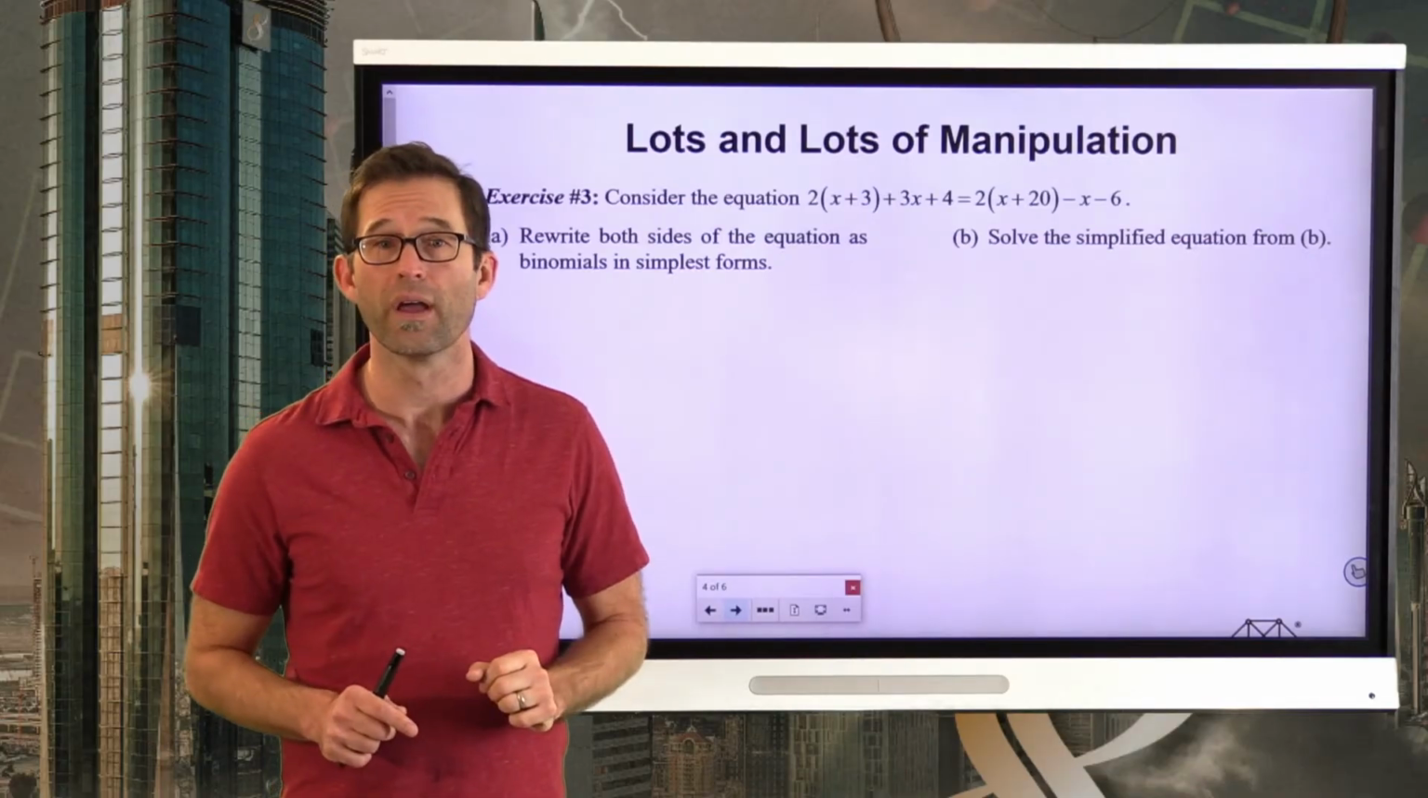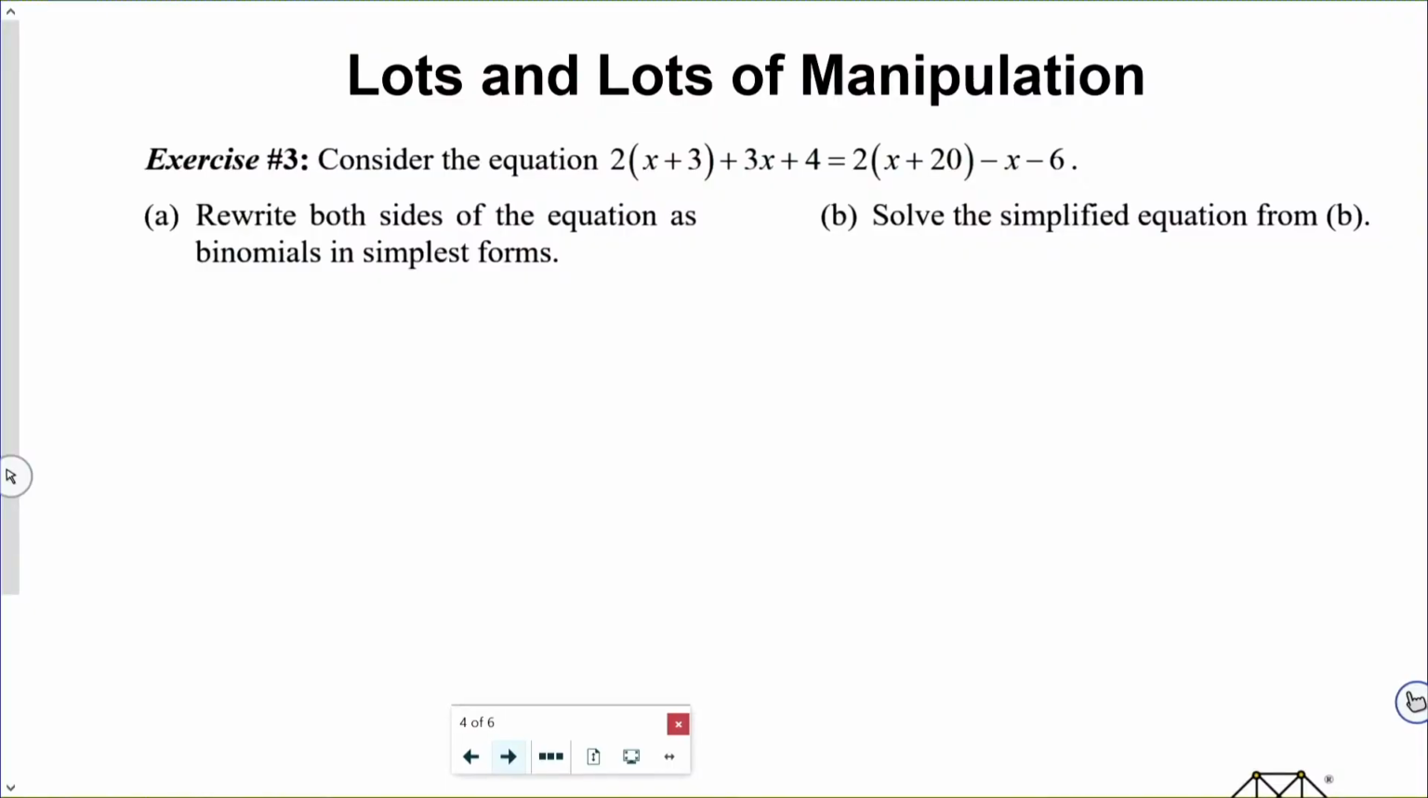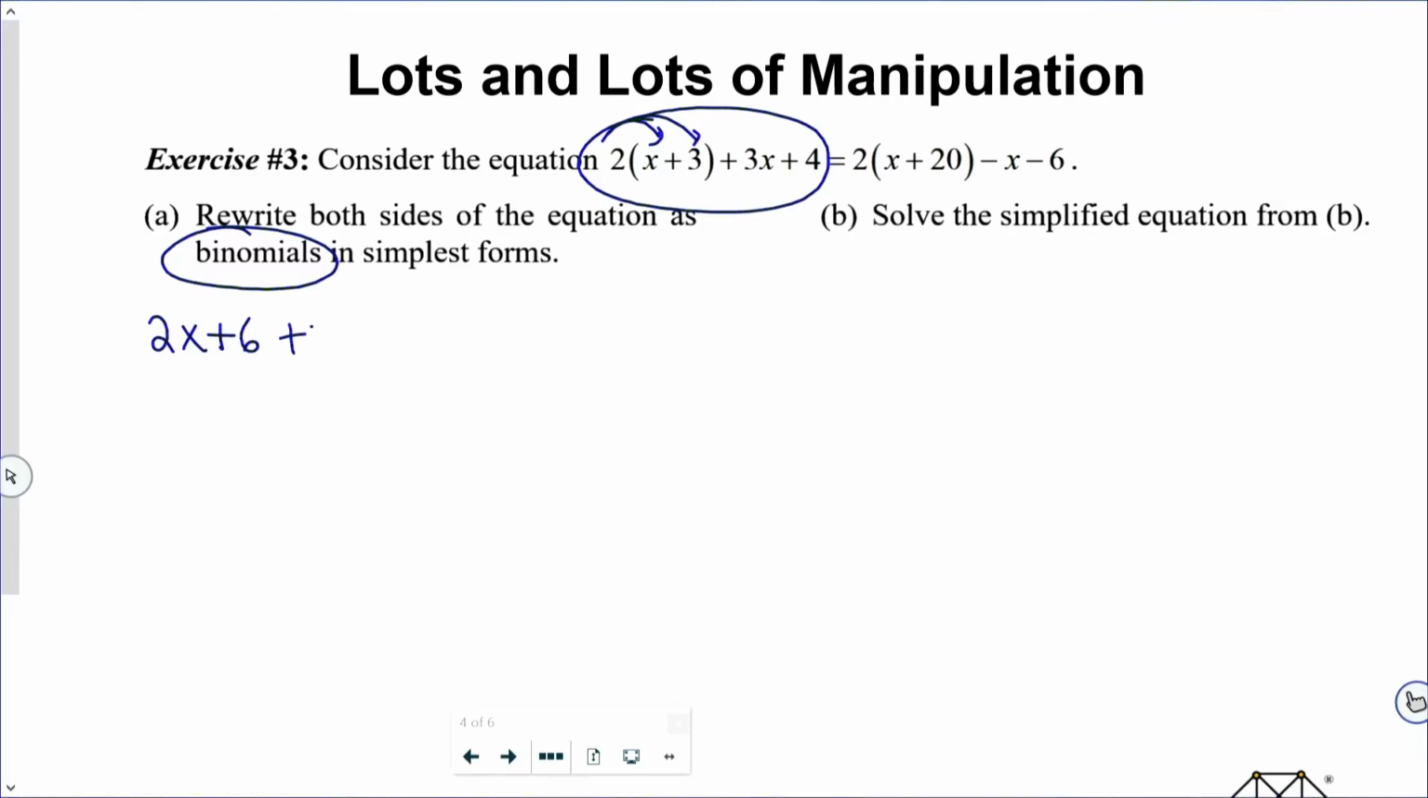So let's do letter A together. A says rewrite both sides of the equation as binomials, right? 2 terms, binomials in simplest form. So let's start with the left-hand side of the equation. Again, I'm not thinking about doing the same thing to both sides. I don't need to do that. I'm just going to use the distributive property to do 2x plus 6, right? So I'm just going to multiply through by the 2. All right, plus 3x plus 4 equals, now on the other side, I'm going to use the distributive property again. 2 times x is 2x, 2 times 20 is 40, minus x minus 6.